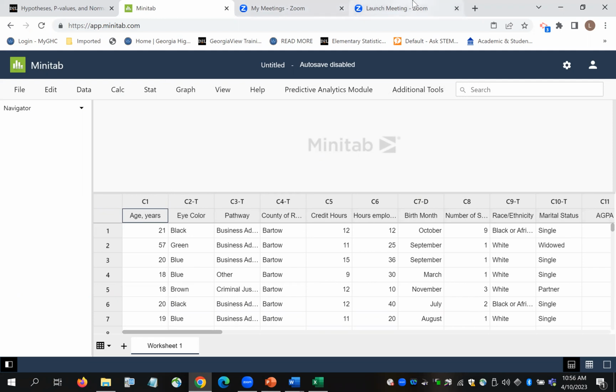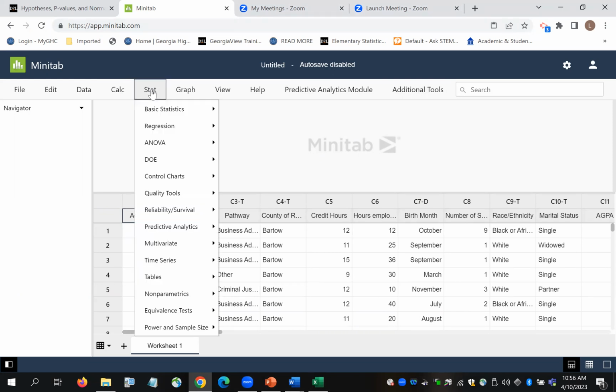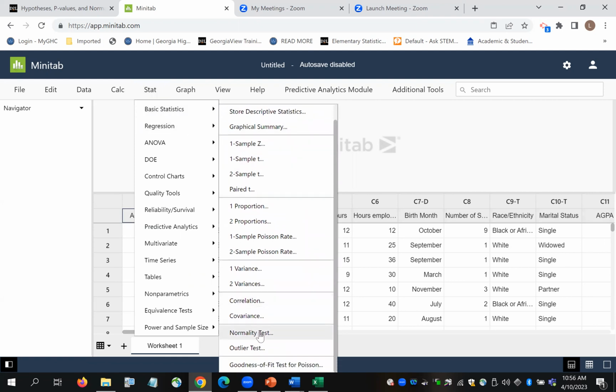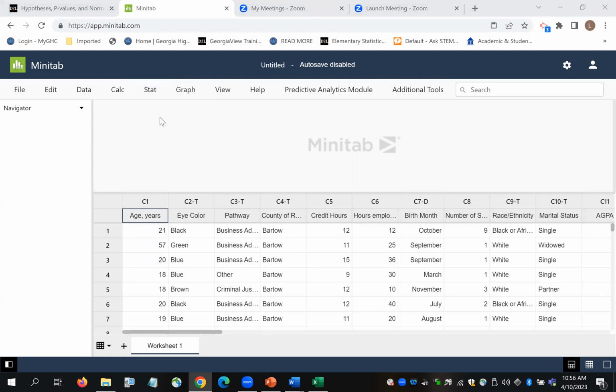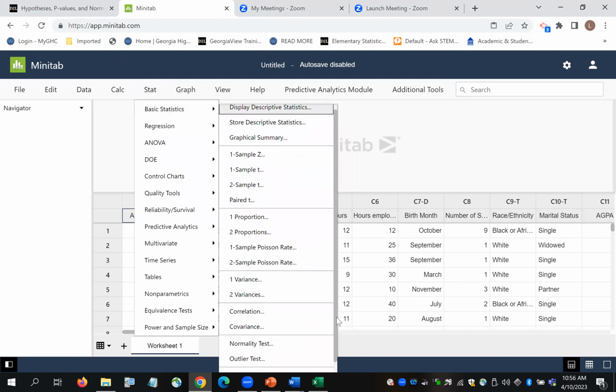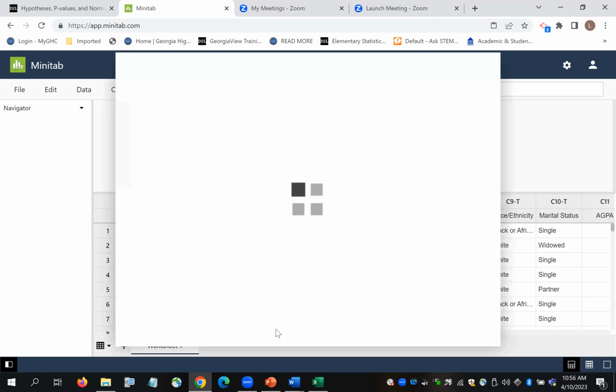Now I'm going to do the keystrokes that are on slide 5. I go to the top of the screen to Stat, Basic Statistics. I'm going to have to scroll down to Normality Test. Okay, it's near the bottom. So Stat, Basic Statistics, and then I scroll down to Normality Test.